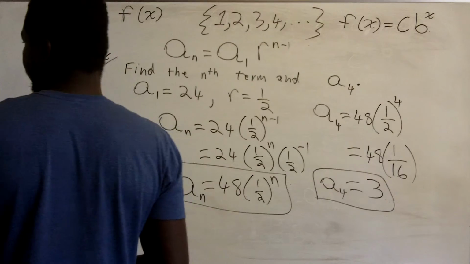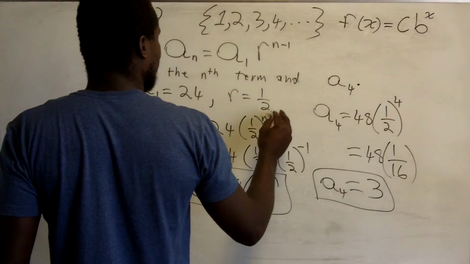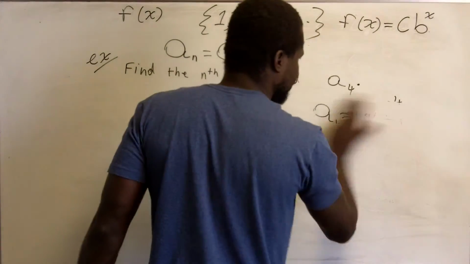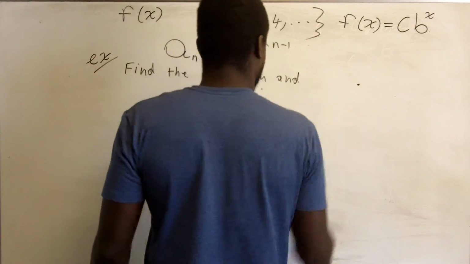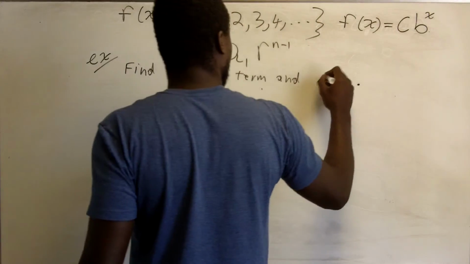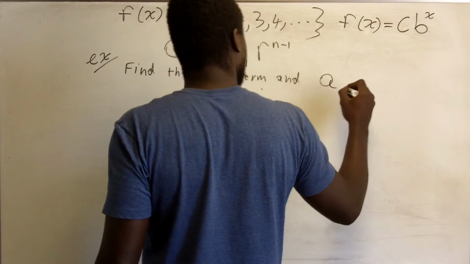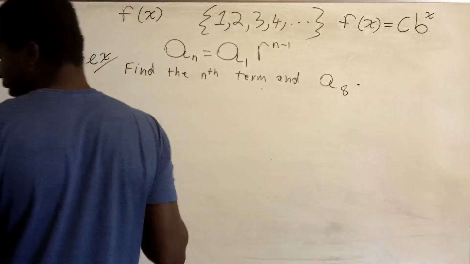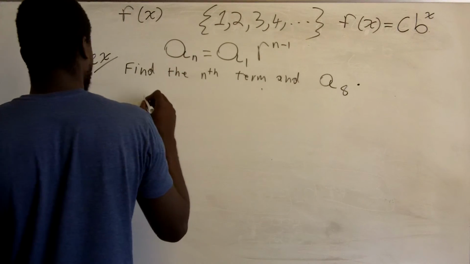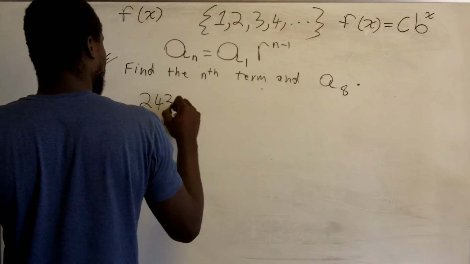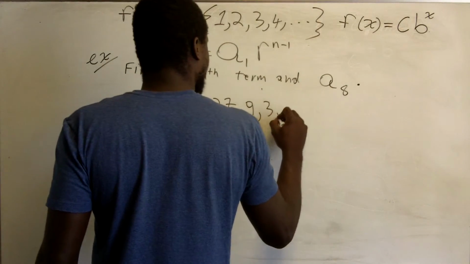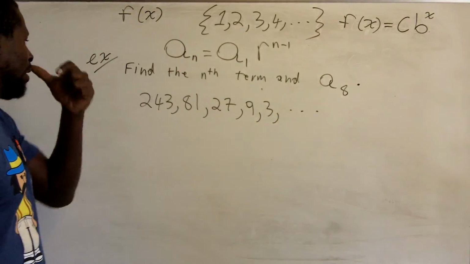All right, let's see. Now let's say you're given something like this instead, and let's say we're going to find a8. Instead of being given a1 and r, let's say we're given the sequence itself: 243, 81, 27, 9, 3, and so forth. So it continues on in that fashion.